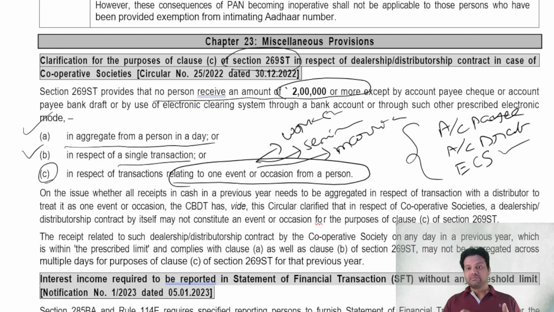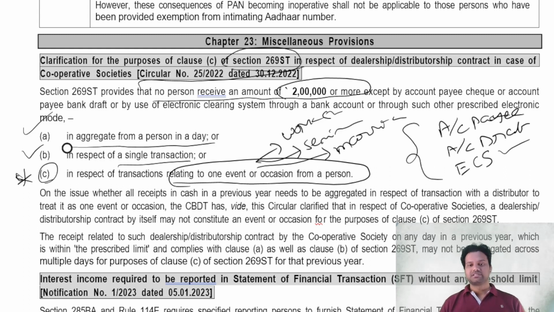When an agreement is an event or an occasion started, then the aggregate of all the payments is crossing 2 lakhs, and in the hands of the cooperative society, these receipts become liable for the penalty. This is the genuine hardship faced by the cooperative society. Then this circular says that this clause number 3 is not applicable in the case of cooperative societies.